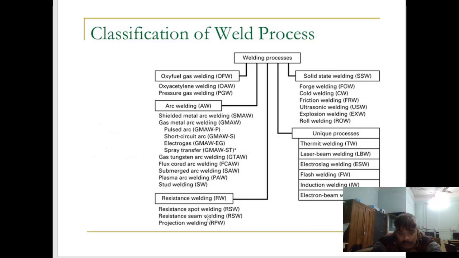Then after arc welding, next is resistance welding. Resistance spot, resistance seam, resistance projection welding, solid state welding. Our workpiece will be in solid state. Forge welding, cold welding, friction welding, ultrasonic welding, explosion welding, roll welding. Unique processes: thermite welding, laser beam welding, electro slag welding, flash welding, induction welding, electron beam welding.